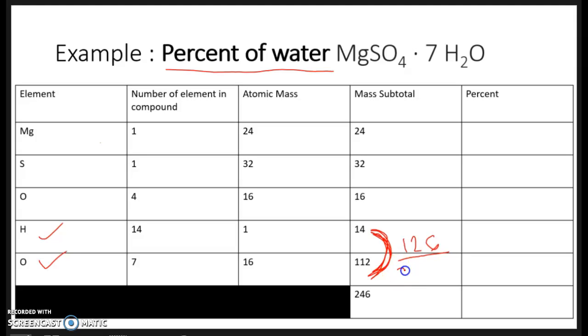And I'm still going to divide it by the total. So I want to get the total mass of the water, which again, hopefully you're following. Remember from before, the hydrogen and oxygen at the bottom of this list were hydrogen and oxygen of the water, the 7 water molecules. Okay, so 126 divided by 246 times 100. That's going to give me the percent of water. In this case, there is 51% water in the compound. 51% water in the compound.